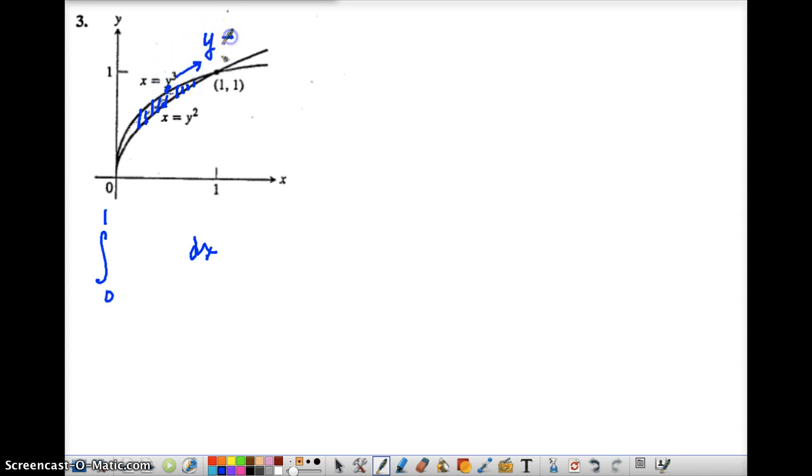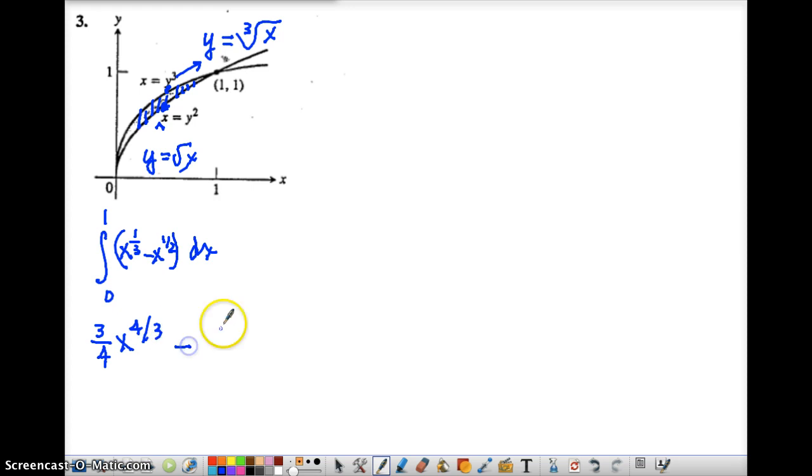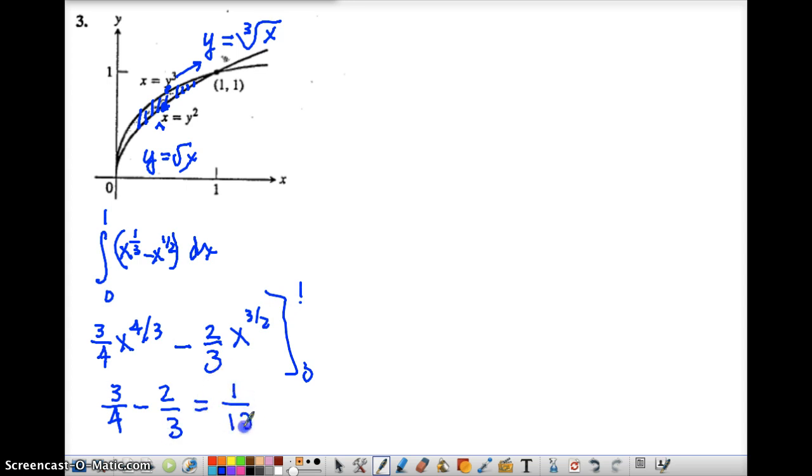So the y at the top really should be the cube root of x. Over here, I really should be saying y equals the square root of x. So we have x to the 1/3 minus x to the 1/2 dx. And let's just do this. Antiderivative of x to the 1/3 is 3/4 x to the 4/3. Antiderivative of x to the 1/2 is 2/3 x to the 3/2. And we're looking at that between 0 and 1, which ends up just being 3/4 minus 2/3, which is just 9 minus 8 over 12, so 1/12.